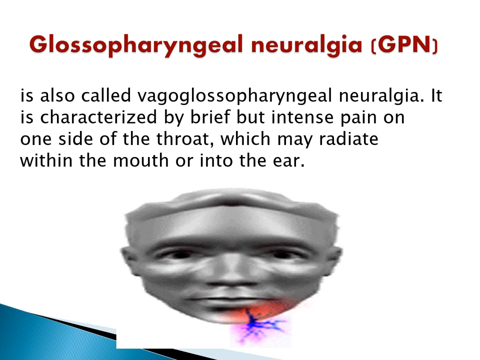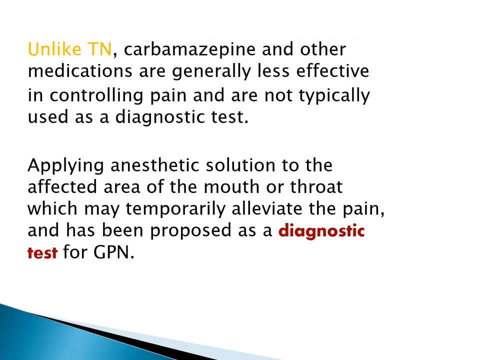Glossopharyngeal neuralgia, GPN, is also called vagoglossopharyngeal neuralgia. It is characterized by brief but intense pain on one side of the throat, which may radiate within the mouth or into the ear. Unlike TN, carbamazepine and other medications are generally less effective in controlling pain and are not typically used as a diagnostic test. Applying anesthetic solution to the affected area of the mouth or throat may temporarily alleviate the pain, and has been proposed as a diagnostic test for GPN.